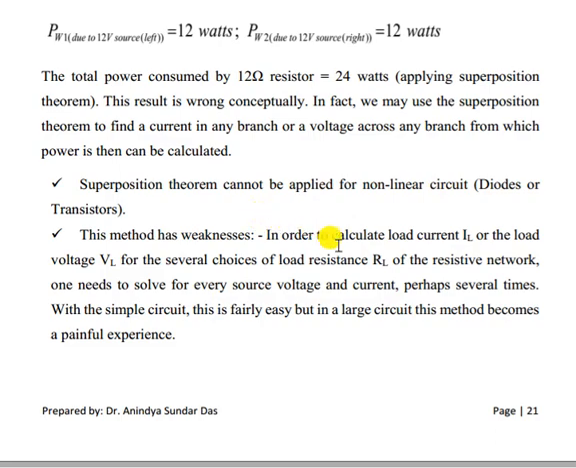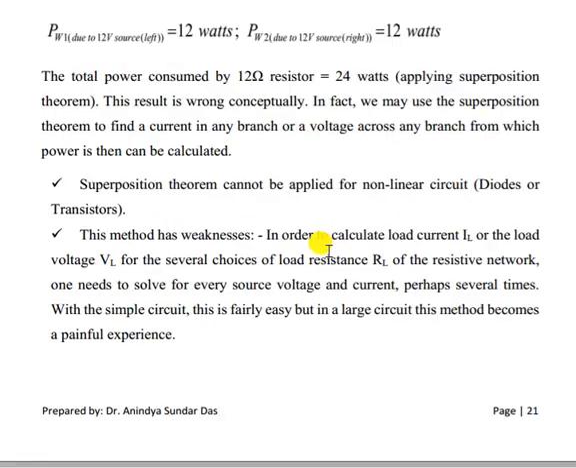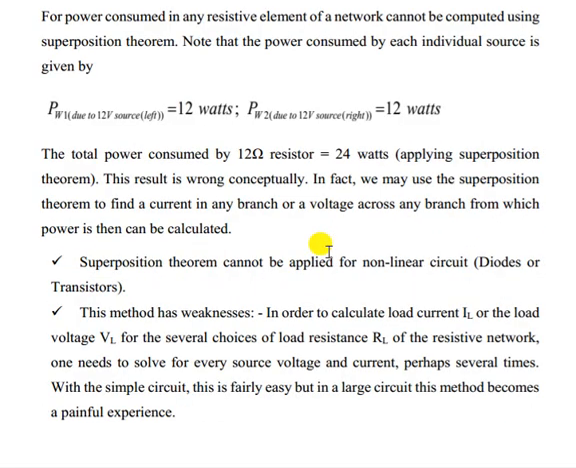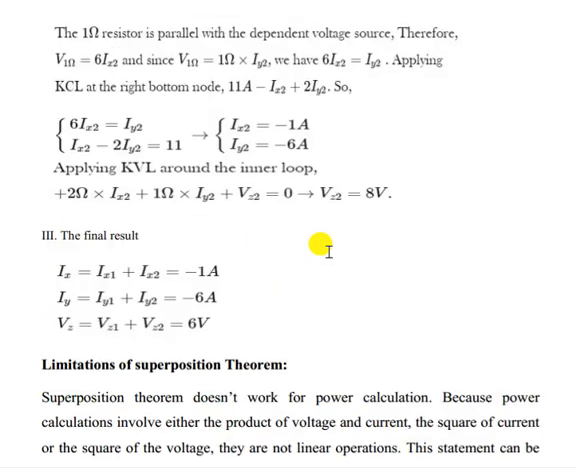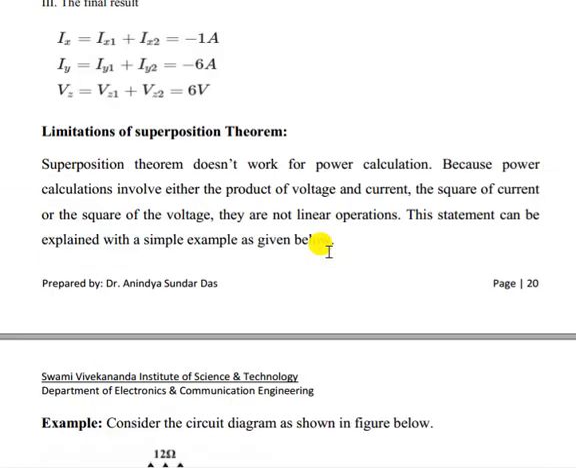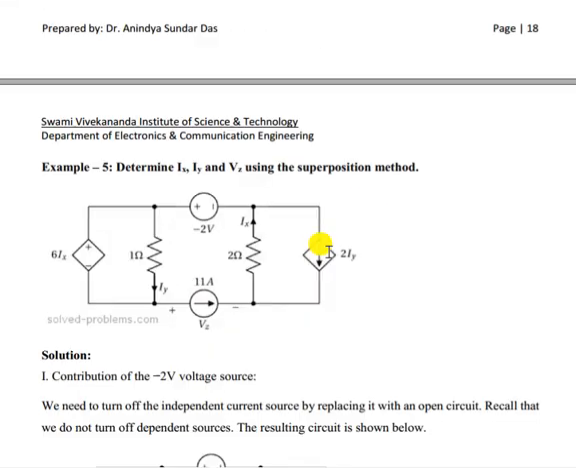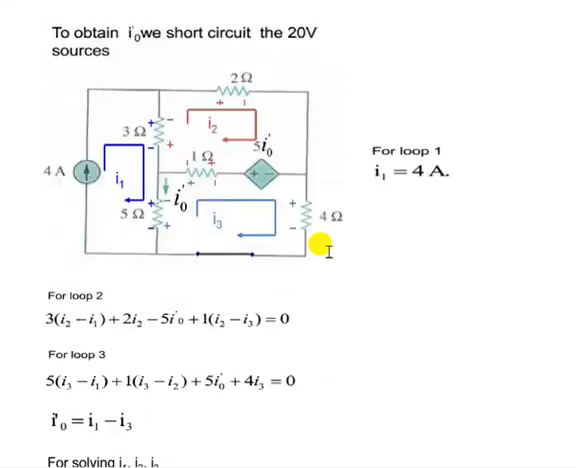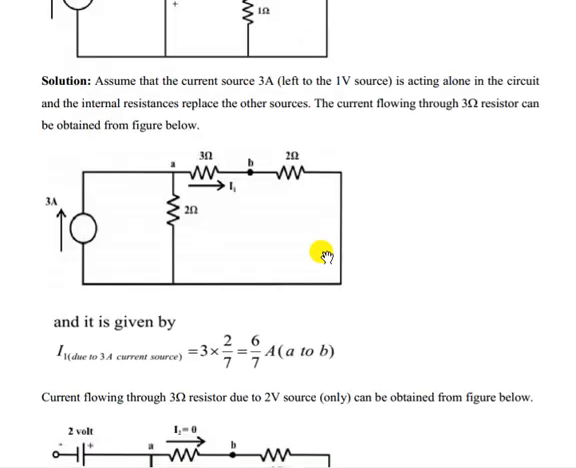So that is another limitation of superposition theorem. In this lecture we talked about Norton's theorem, superposition theorem, the limitation of superposition theorem, and the limitation of Norton theorem: it is applicable only for linear bilateral networks. It can be a DC circuit, it can be an AC circuit also. There is no problem.